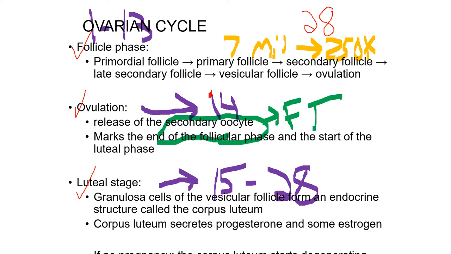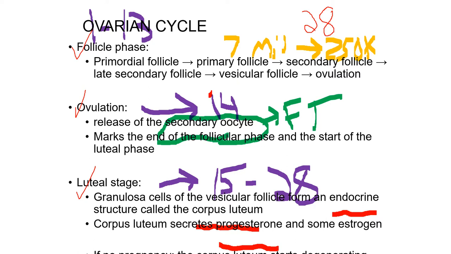All right, so here's what's happening during the luteal phase. That vesicular follicle that has been ovulated, floating around in the fallopian tube now, has a bunch of cells, and these cells are going to form this endocrine structure called the corpus luteum. And as you can see on the last bullet point, the corpus luteum secretes two of those main sex hormones, progesterone and estrogen. What these hormones are going to do inside of this uterus is get the uterus ready for pregnancy. Basically, we are planning on it.